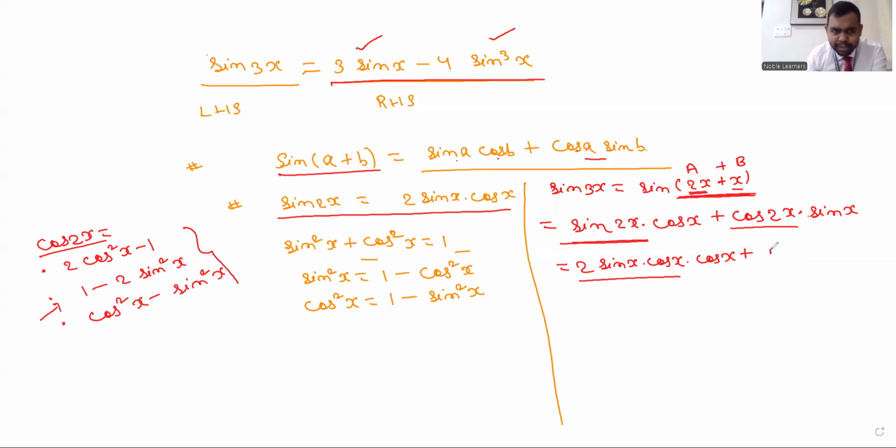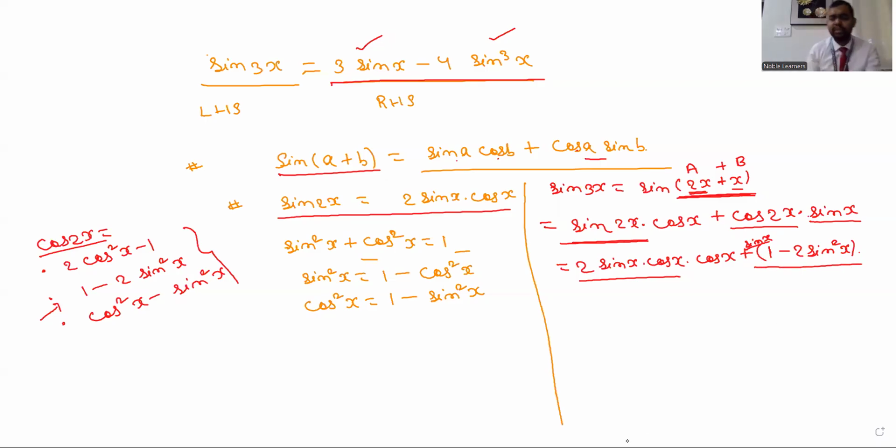So see what I'm doing. I'm writing 1 minus 2 sine square x. And then I'm writing it in front here, so that I could multiply and distribute, right?